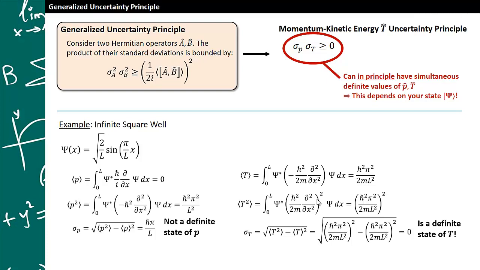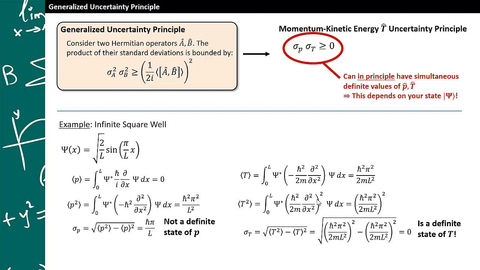If I then calculate the uncertainty in the kinetic energy for this state, I find that the uncertainty is 0. So this particular state is in a definite state of kinetic energy. It has a definite value of kinetic energy. It does not have a definite value of the momentum.